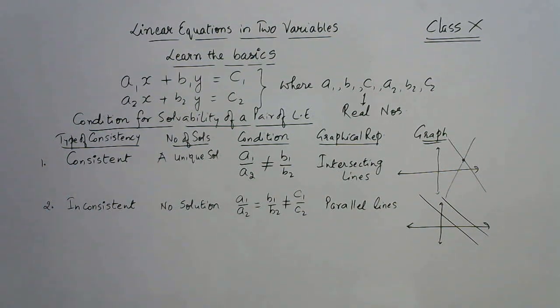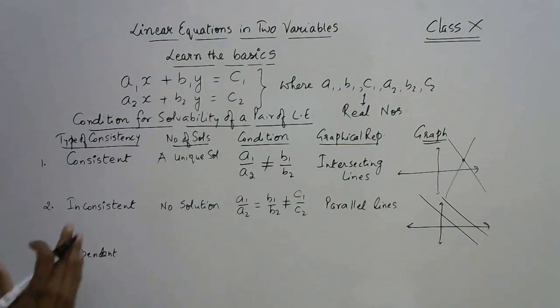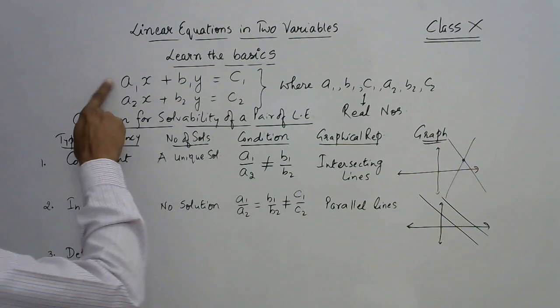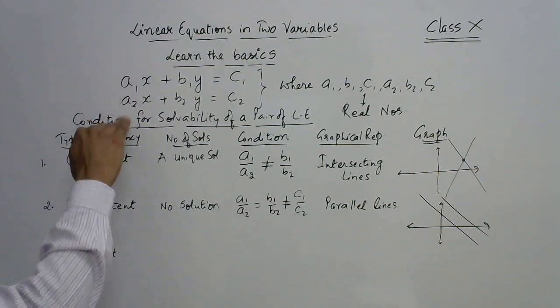This is the second part. Now let's have the third one. The third part is also known as dependent. Now the type of condition for solvability, it is a dependent solution. Now a dependent pair of linear equations means they are dependent on each other. So one equation can be derived from the other equation.